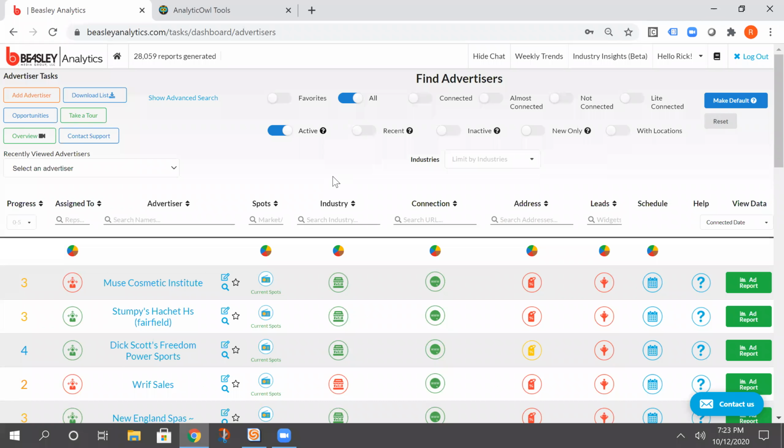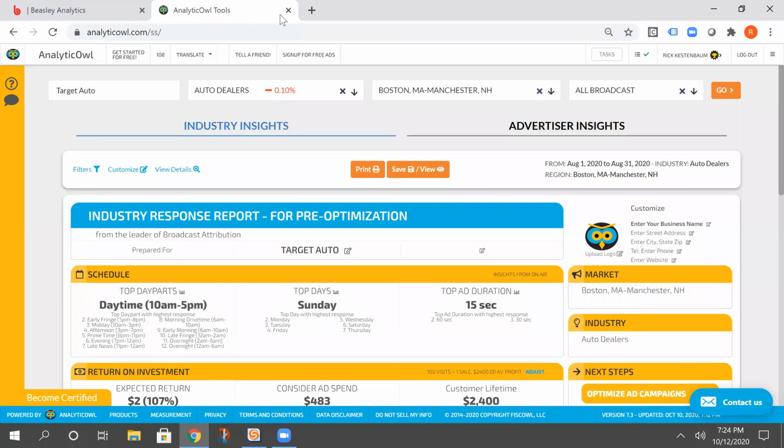Very excited to introduce a new feature on our platform that really transforms Beasley Analytics into an end-to-end sales solution. To access it, you come here to your dashboard, come up here by your name where you see the Industry Insights Beta link, click on that, and here you go.